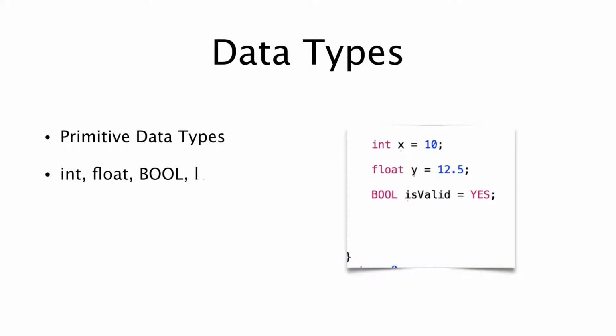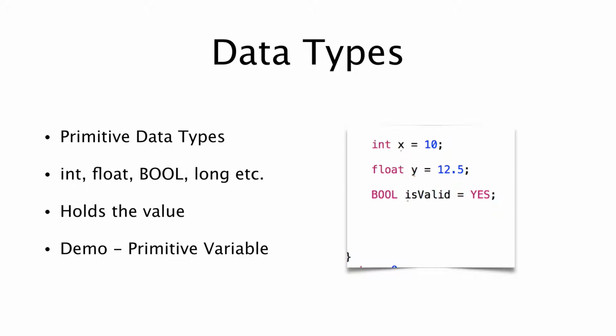Data types. So Xcode or Objective-C has 2 different types of data types. One is primitive, one is complex objects. So in this slide, I'm going to talk about primitive data types, something like int, float, BOOL, long, and so on. On the right hand side, you can see how it's declared. It starts with the int keyword, and the variable name, it could be anything. It should not start with numbers and special characters except underscore. And you just assign 10 to that.